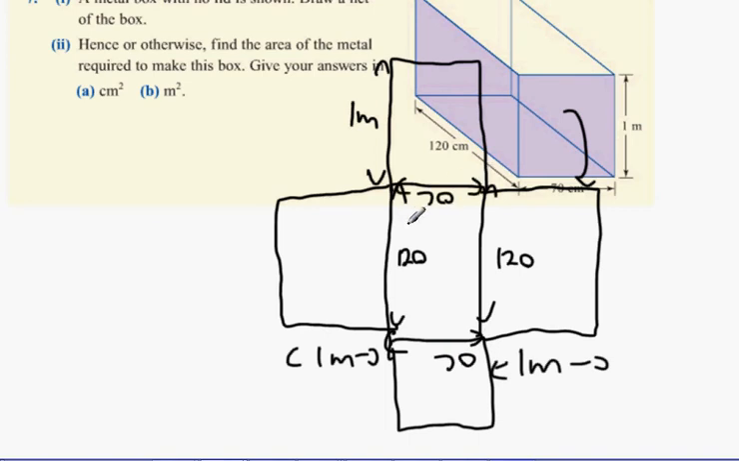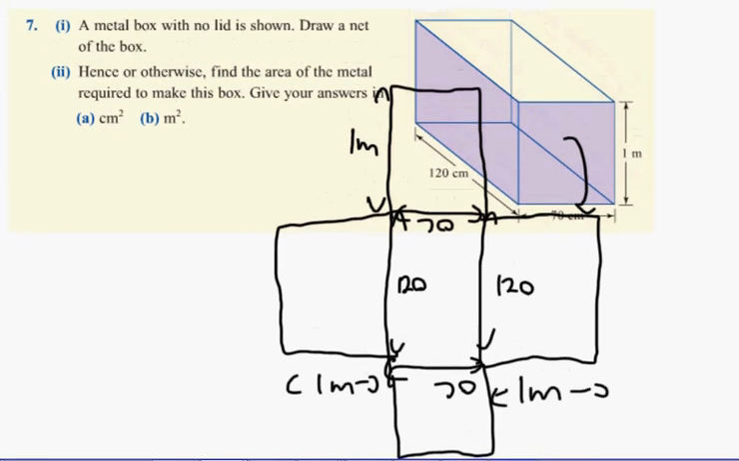Now that's done. Hence or otherwise, find the area of the metal required to make this box. Give your answer in centimeters squared or meters squared. What it wants me to do is find the area of all the parts. Now, what Keane told me a minute ago was correct. He told me about 100 centimeters, so I should convert it to 100 centimeters. So the first box is going to be 100 by 120. What's 100 by 120? Anybody?